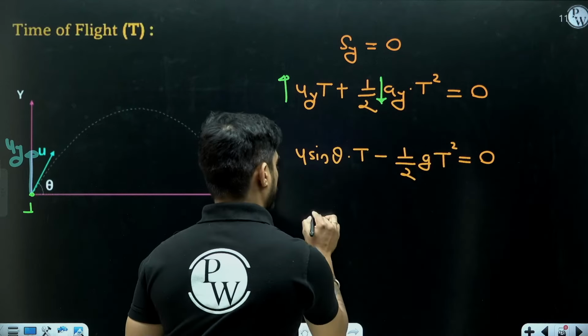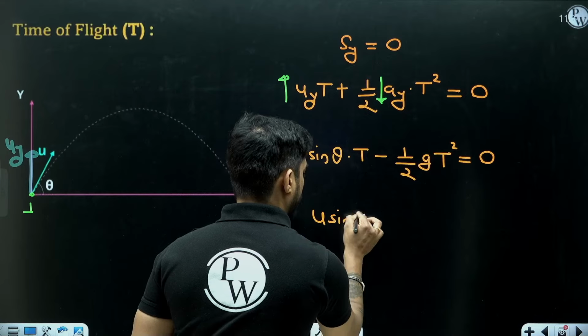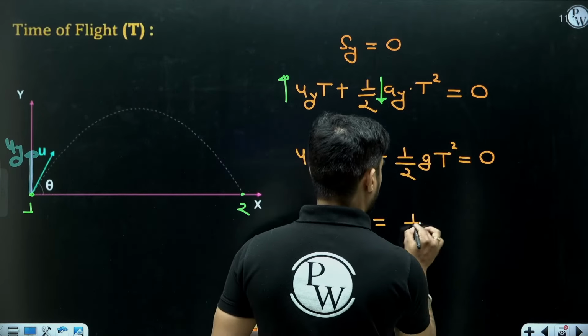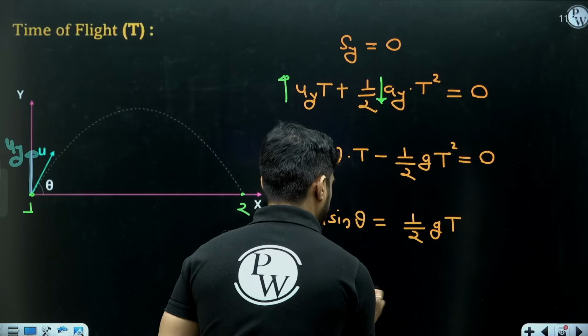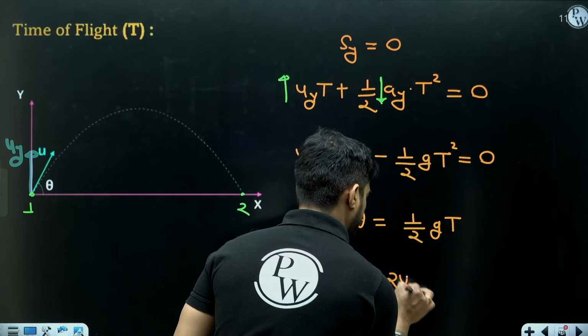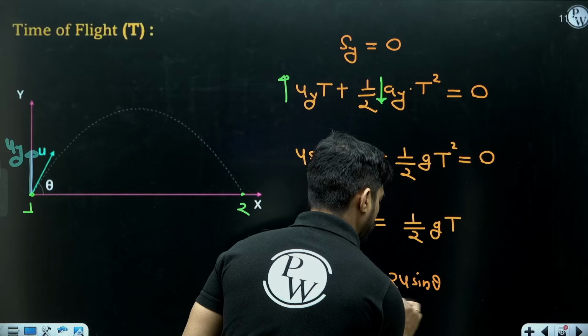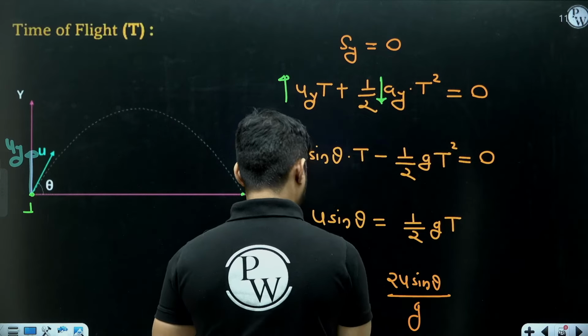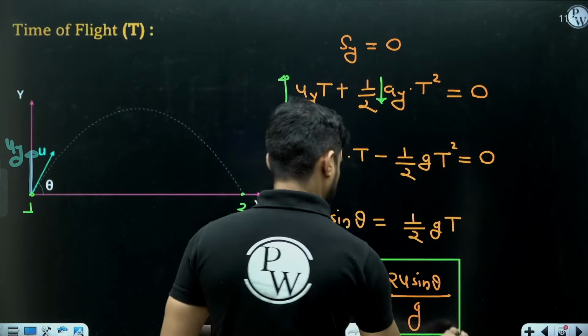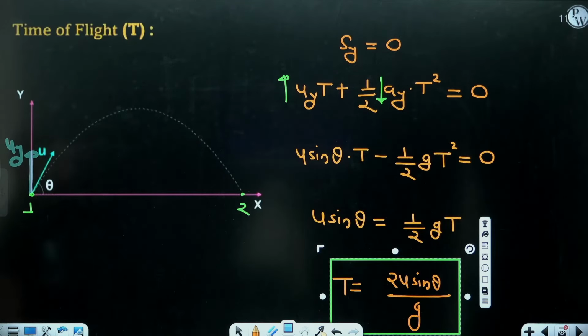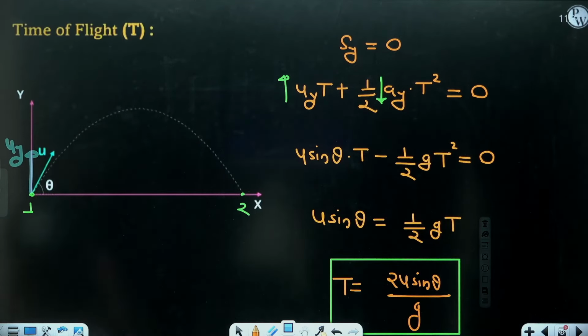Now if I solve this, it will become u sine theta equals half g into T. So T will be equal to 2u sine theta by g. So this is the time of flight.